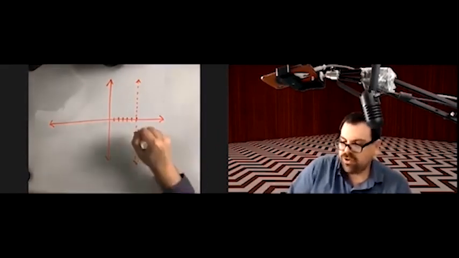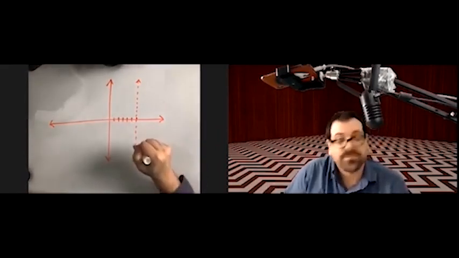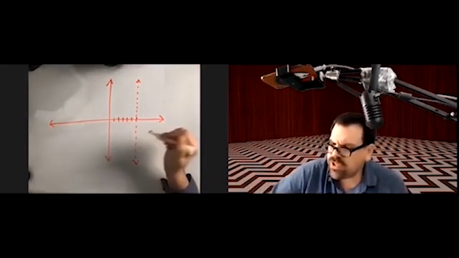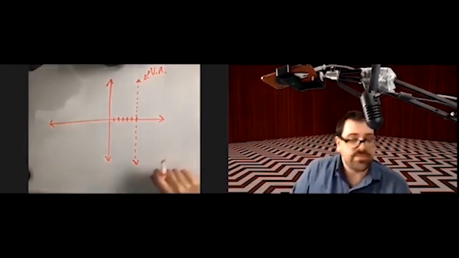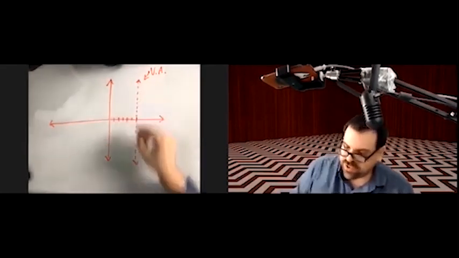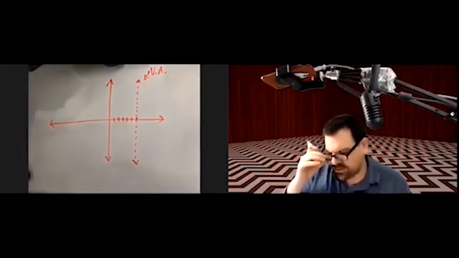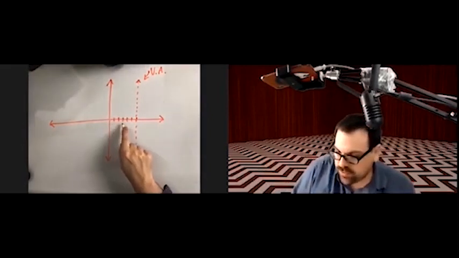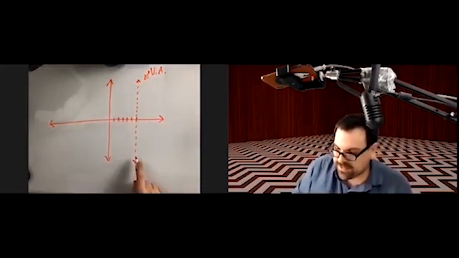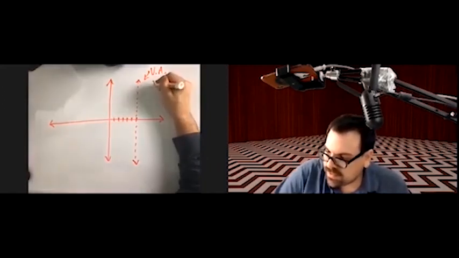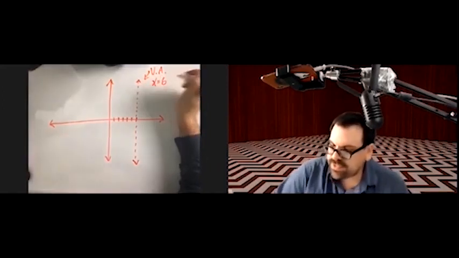This will be a vertical asymptote. And what would the equation of this vertical asymptote be? Well, if this was just a line, which is really all it is, 1, 2, 3, 4, 5, 6, and it hits the x-axis, this is x equals 6.